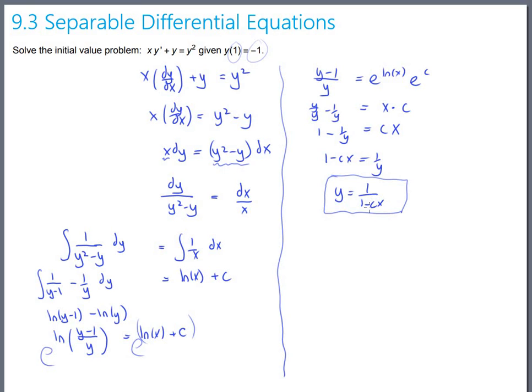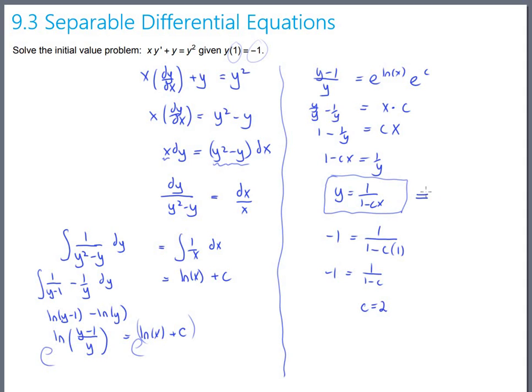We do still need to figure out the value of c so that our solution goes through the point 1, negative 1. So when you plug in 1 for x, you get negative 1 for y. So let's make that happen. Let's plug in negative 1 for y and say I need that to be 1 over 1 minus c times x. So negative 1 needs to equal 1 over 1 minus c. You can do a little bit more work, but that ends up being that c equals 2.